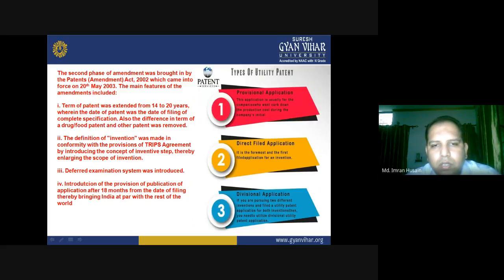Also, the difference in the term of a drug, food patent, and other patents was removed. So, this significant classification was removed. A drug or food patent and other patents were removed. So every patent was a patent, whether it's a machinery or mobile phone or anything, right? A patent is a patent. The classification was further removed.